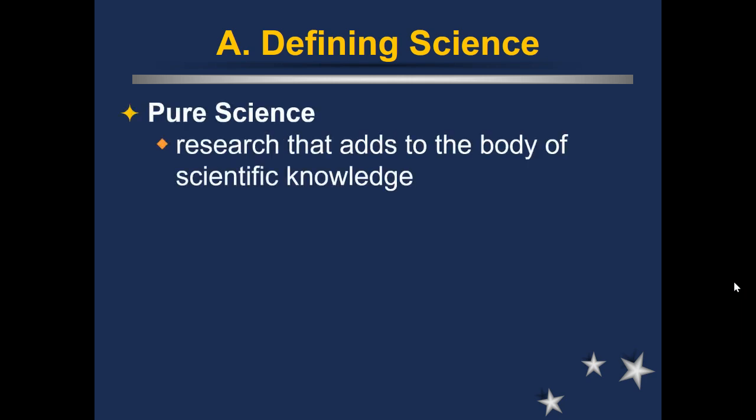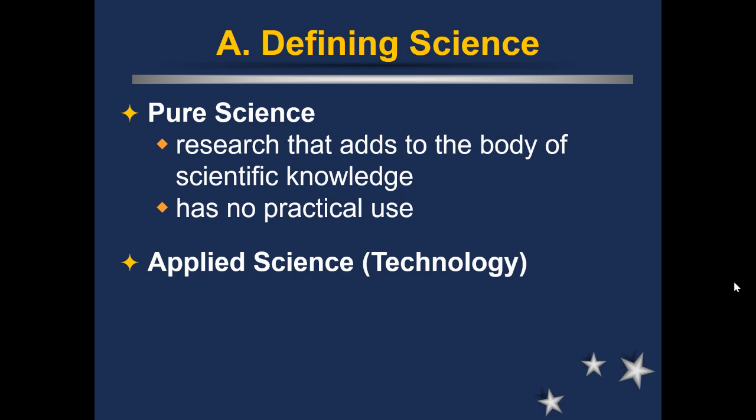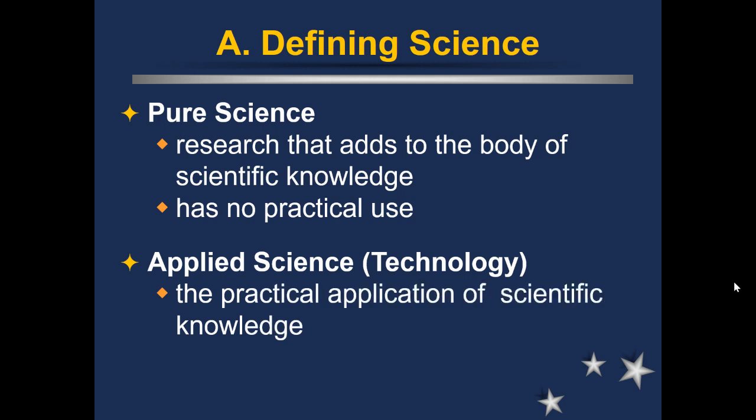Let's first define what science is. Pure science is research based, it adds to a body of scientific knowledge. Maybe a biologist in the lab is finding out how chemicals go in and out of cells just for no practical use, just to find out how those processes work. How do cells metabolize? Well, a doctor might apply that technology. They may not have come up with the knowledge, but they could apply that technology to say medicine and prescriptions. It's a practical application of scientific knowledge. So we have pure science, and then technology is applied science.